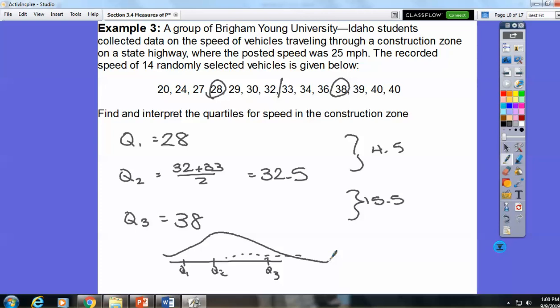Do we agree it's to the right? Okay. If there's a bigger spread between quartile 1 and quartile 2, that means there are more lower scores, so it'd be skewed to the left. All right.